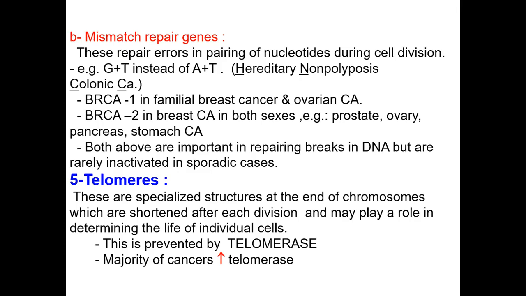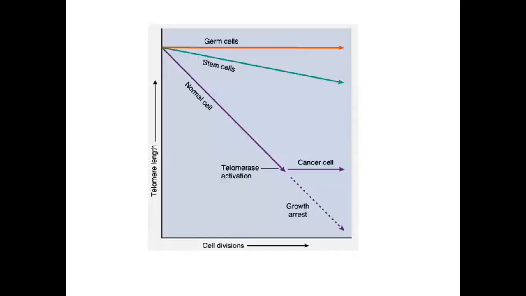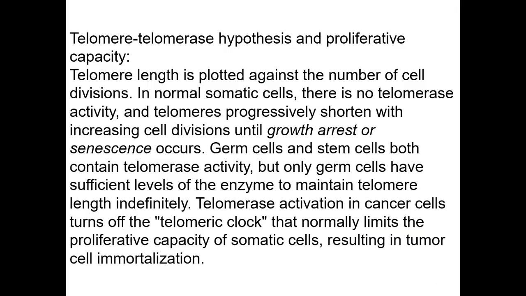Telomerase. These are specialized structures at the end of the chromosome, which are shortened after each division and may play a role in determining the life of individual cells. This is prevented by telomerase enzyme. The majority of cancers have an increased level of telomerase. هذا هنا يوضح لنا انه كل ما يزداد عدد السيل ديفيجن يقل التيلوميرك لينث. زين؟ يصير به decline ما عدا بالكانسر سيل.